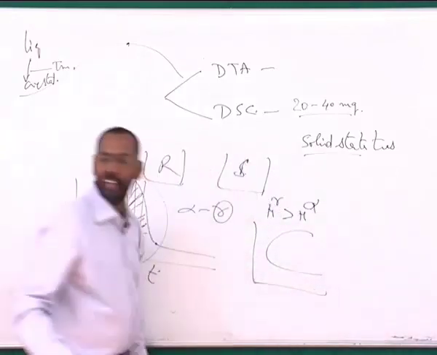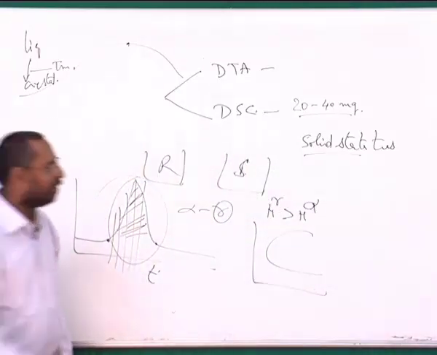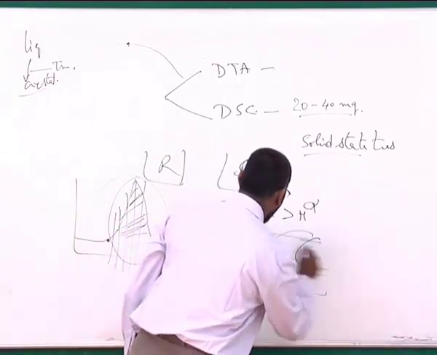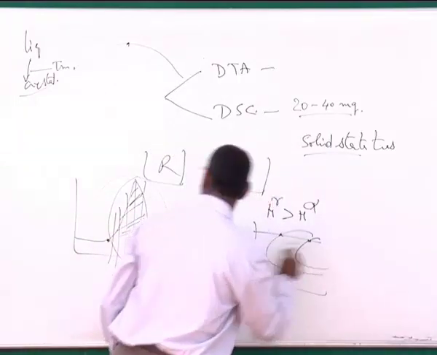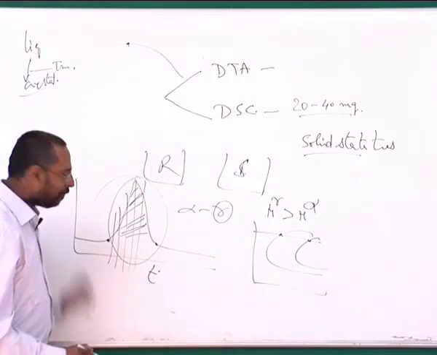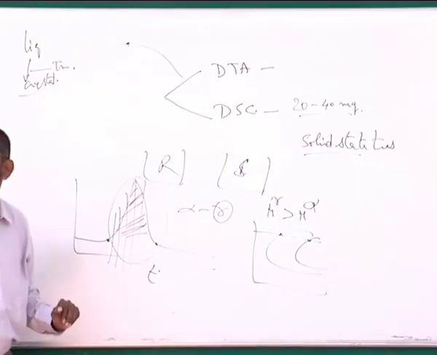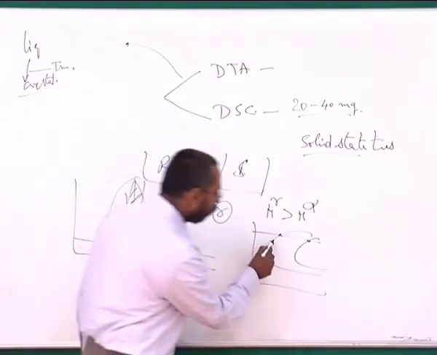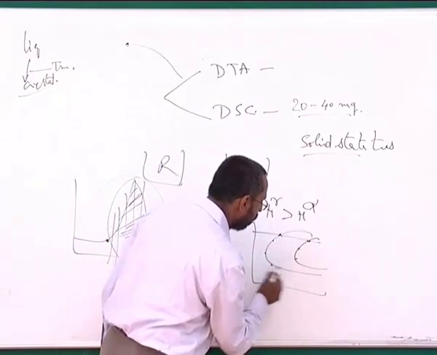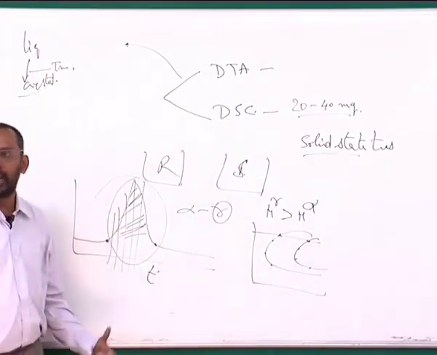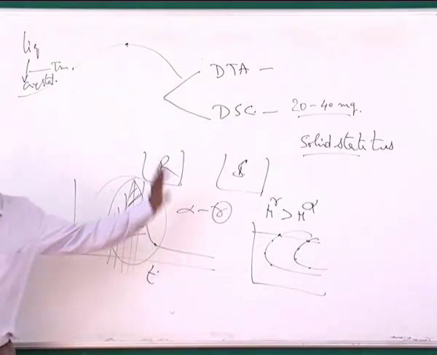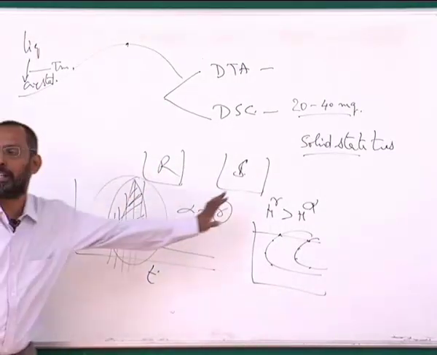This is like our C-curve. In principle I can do this: the start of transformation and the end of transformation at a particular temperature, these two points can be found out here. And if I do it over various temperatures, I can actually generate my C-curve. So the TTT curves can be generated simply by using DSC, which is isothermal DSC.